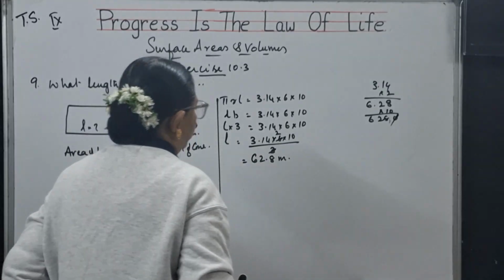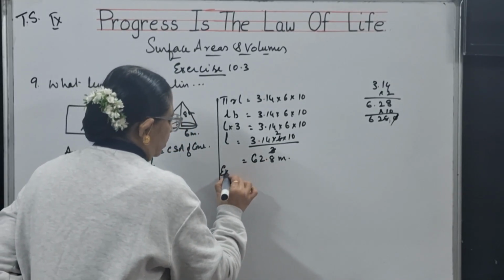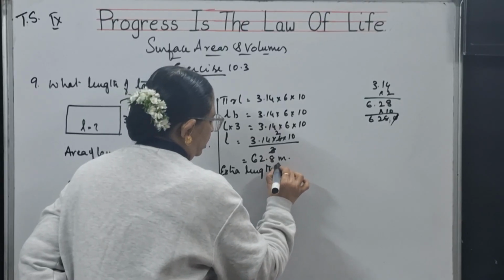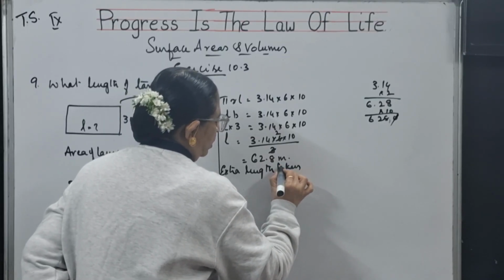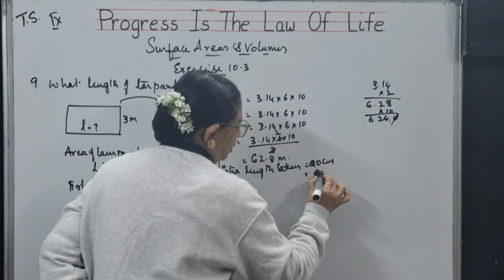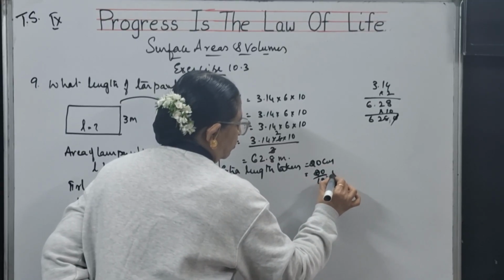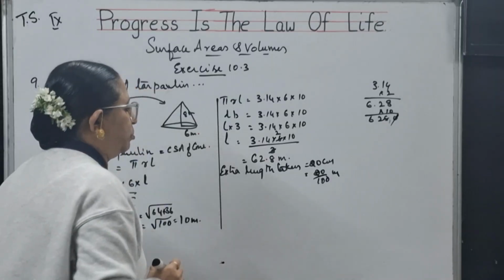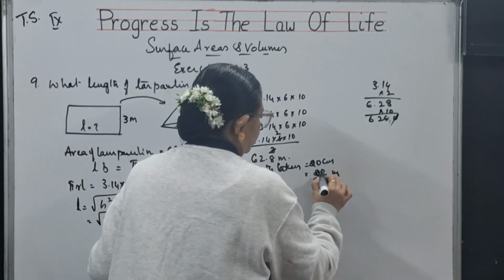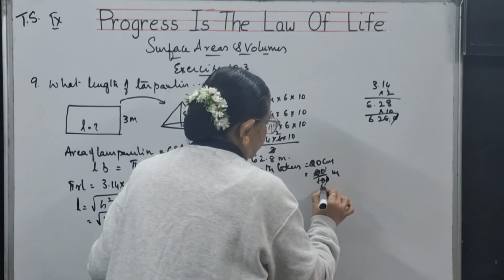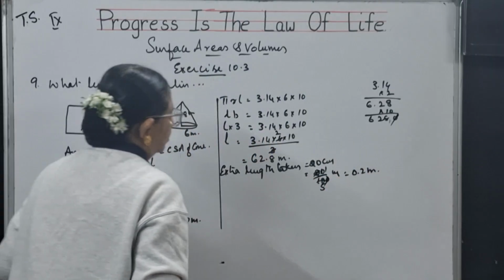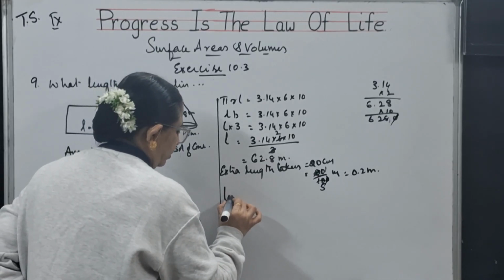62.8 meters. But extra length is taken, what did they say? 20 centimeters. That means 20 by 100 meters. Why? Because all the measures are in meters, so centimeters also should be converted into meters. That means 0.2 meters.